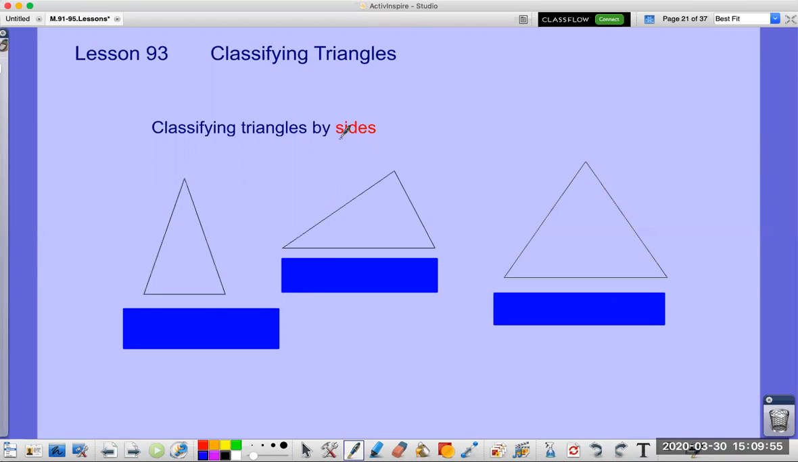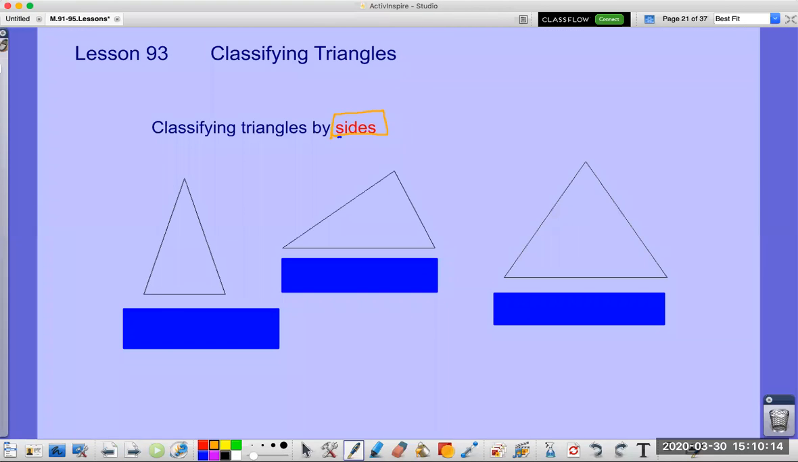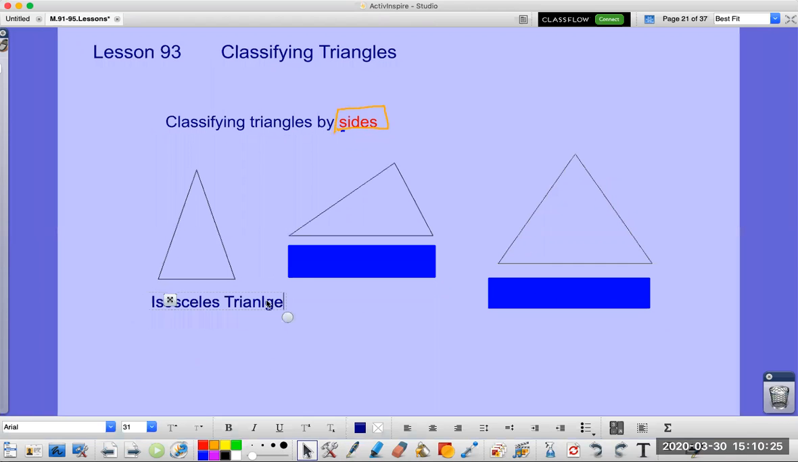If we're looking at sides here, so based on sides, on the previous slide I was using orange to represent the sides. So would it be an equilateral triangle, an isosceles triangle, or a scalene triangle based on its sides? It's an isosceles triangle. And let's spell this right for a second.